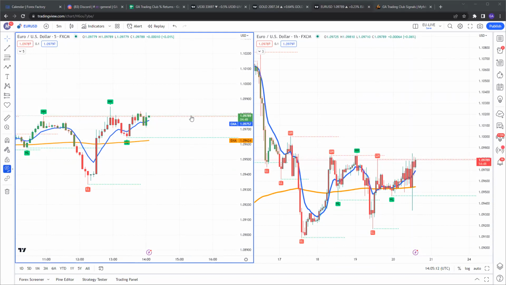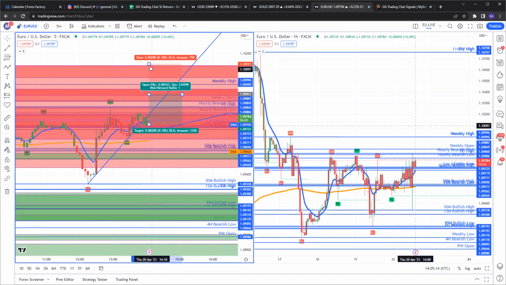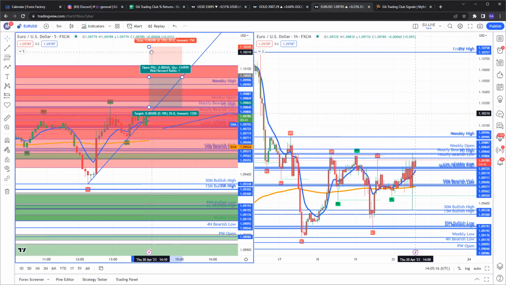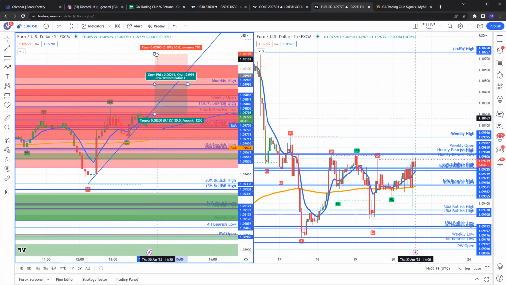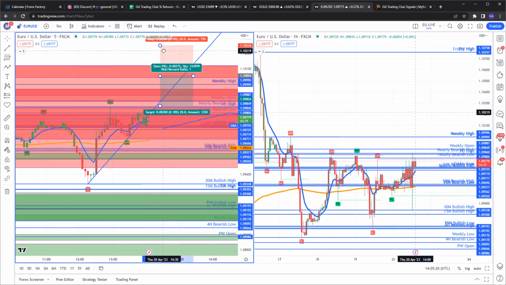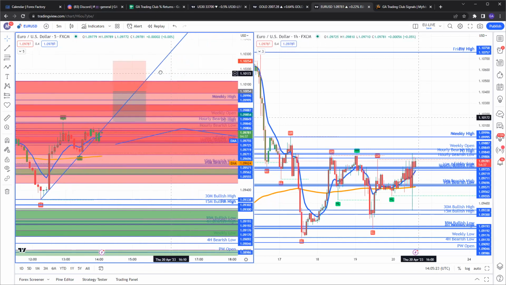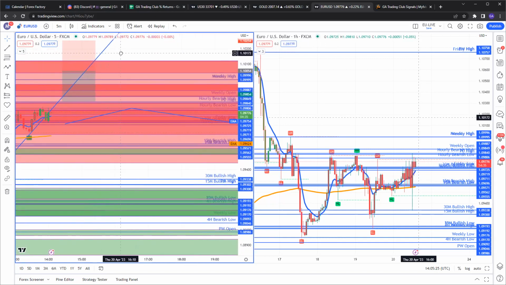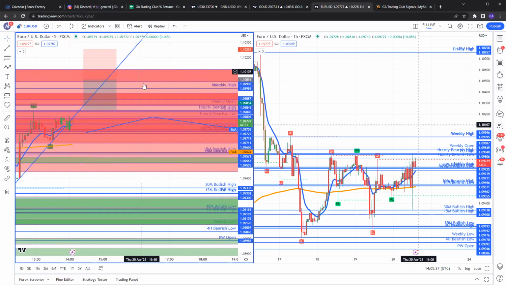Because for me to enter any sell on EU, I ideally would want my stop loss to be above 1.10100. So I would ideally want a sell. That's what I was talking about. This would be my ideal area for a sell up here.